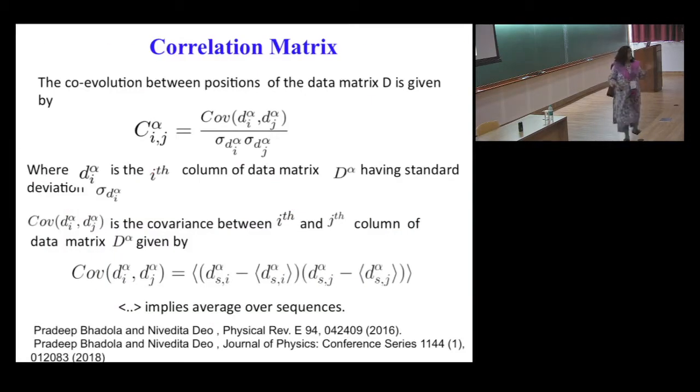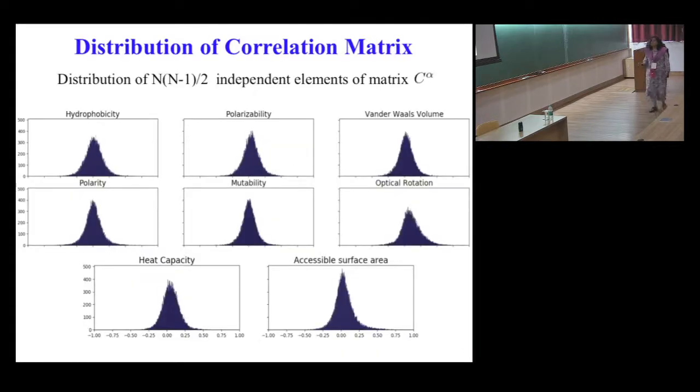And from each of these data matrices, we can form the correlation matrix, which is the Pearson correlation matrix, and is defined in this way, the usual Pearson correlation matrix. And these averages imply average over sequence. This is the distribution of the correlation matrix for these properties. Note that they have both positive and negative values.